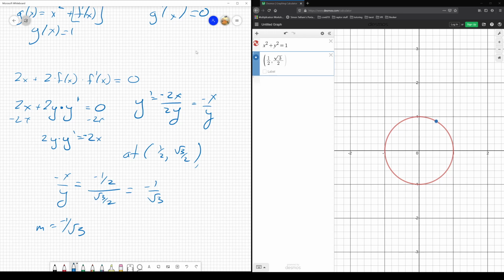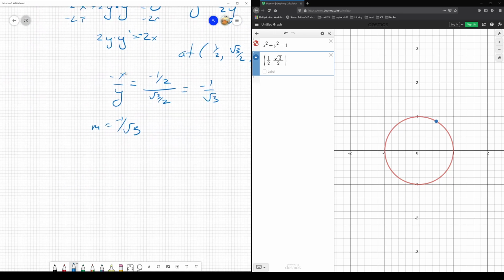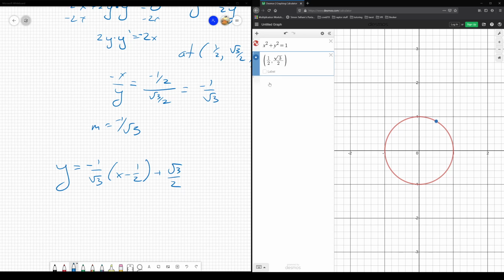And it goes through the point 1/2, root 3 over 2. So the equation of the line should be something like y equals negative 1 over root 3 times x minus 1/2 plus the square root of 3 over 2. And let's go over here and actually type that and see what happens. There you go. There's your tangent line.